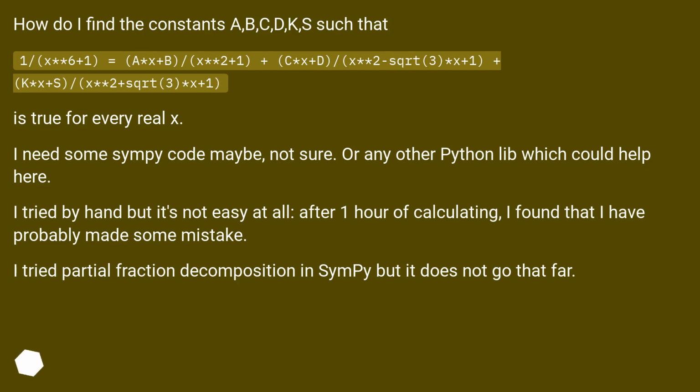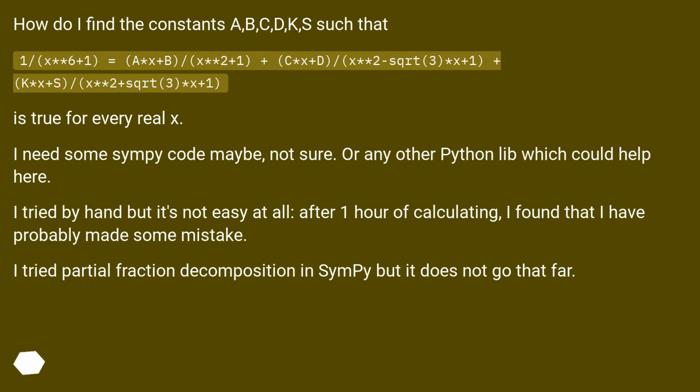How do I find the constants a, b, c, d, k, s such that 1/(x^6 + 1) = (ax + b)/(x^2 + 1) + (cx + d)/(x^2 + sqrt(3)x + 1) + (kx + s)/(x^2 - sqrt(3)x + 1) is true for every real x? I need some SymPy code maybe, not sure. Or any other Python lib which could help here.